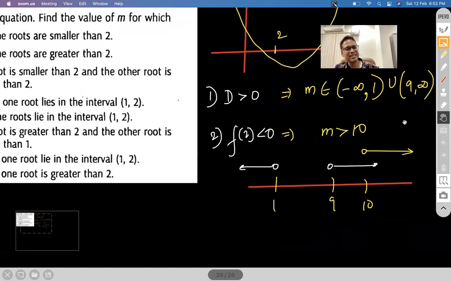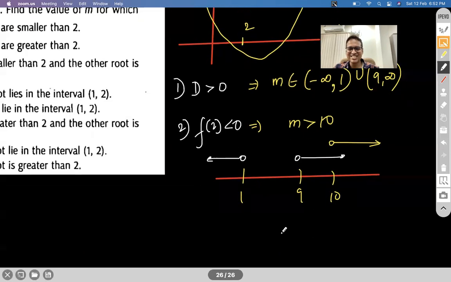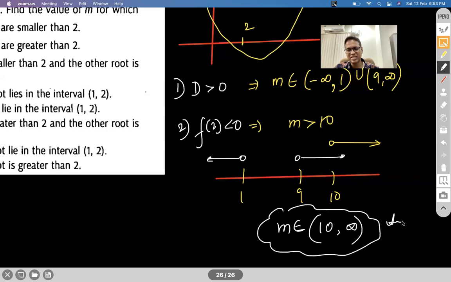So where is the overlap happening? Ten to infinity, no. Yeah. So overlap is happening between 10 to infinity. So 10 open. Infinity will definitely be open. Is it fine? Any questions, any concerns? So this becomes your answer to the given question. Is it fine? Any issues?